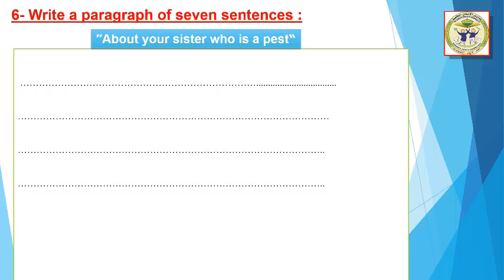Number 1, leave a space at the beginning of the paragraph. Number 2, use the punctuation rules. Number 3, all the sentences and the ideas should be related to each other. They should be related to the title. Number 4, use the same tense in all the paragraph.